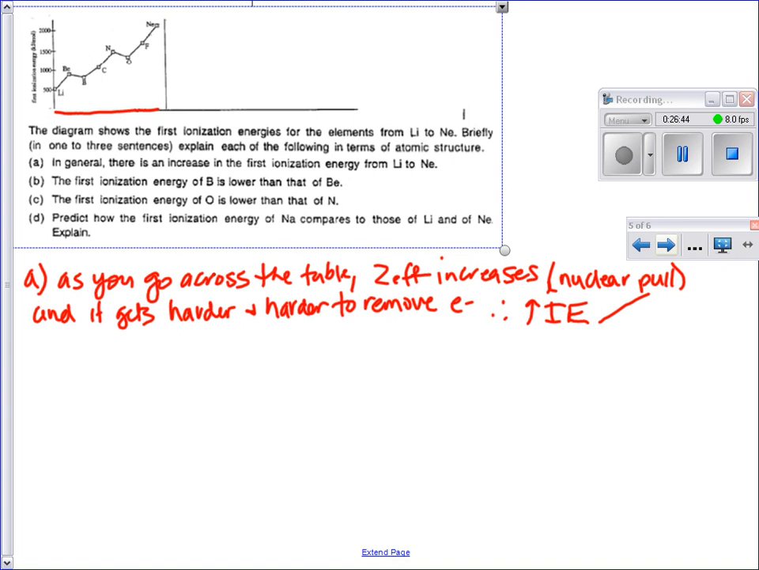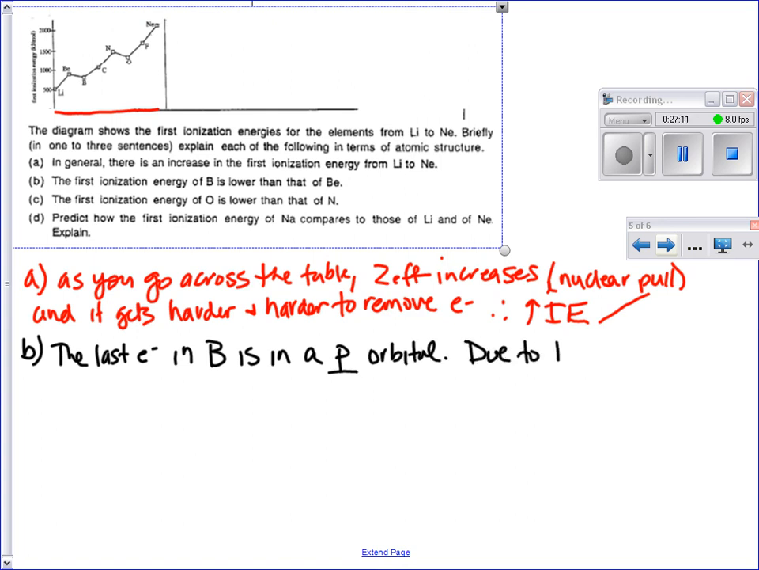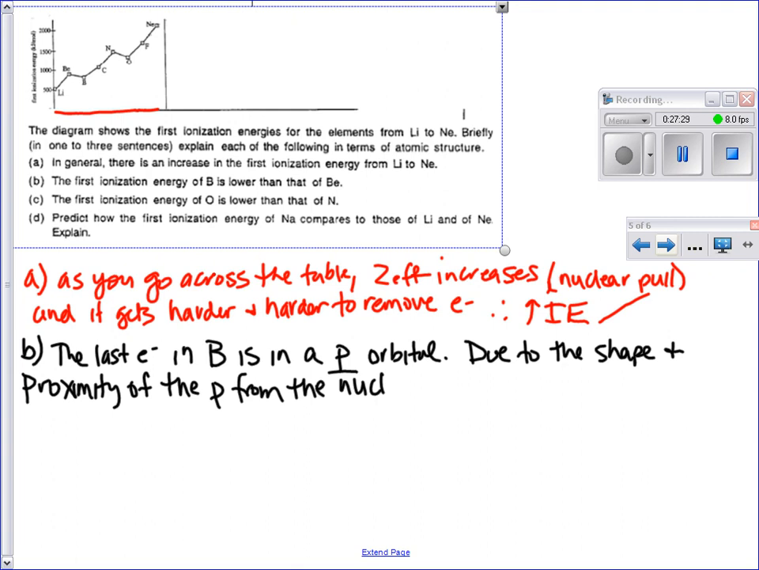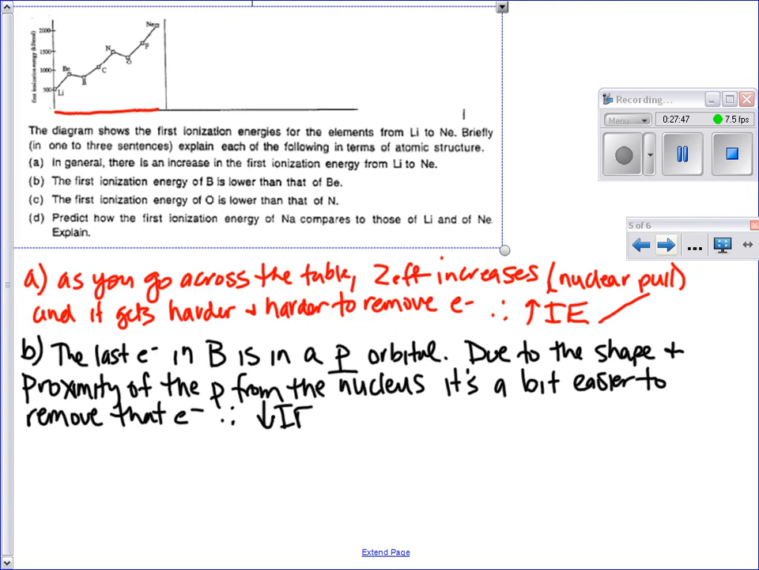Part B. The first ionization energy of boron is lower than that of beryllium. This is our first exception. The last electron in boron is in what type of orbital? A p orbital. Due to the shape and proximity of that orbital from the nucleus, it's a bit easier to remove that electron. Therefore, that's a lower ionization energy.